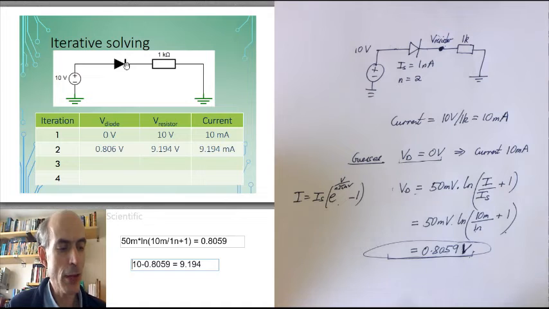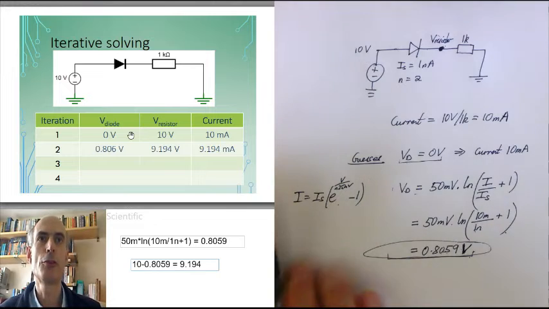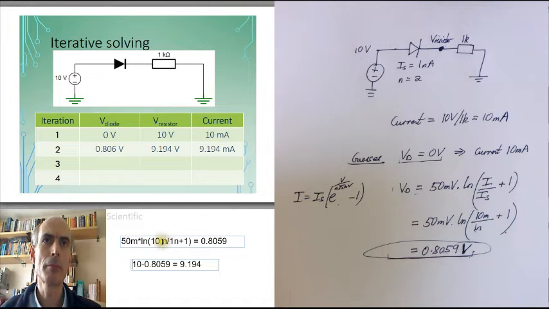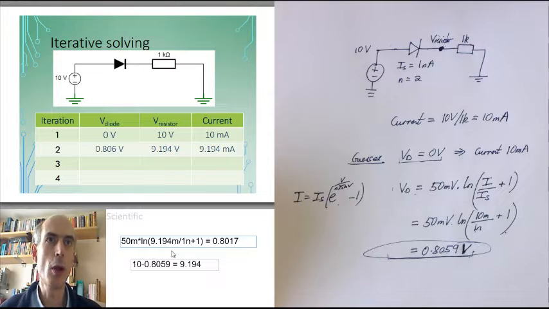So let's test this second guess, this 0.806 volt guess. What would the Shockley equation predict the voltage across the diode would be if the current was 9.194 milliamps? It's like checking how accurate our guess is. Put that value into the Shockley equation here. The answer is 0.8017. So, my second guess looks like it isn't that far off.